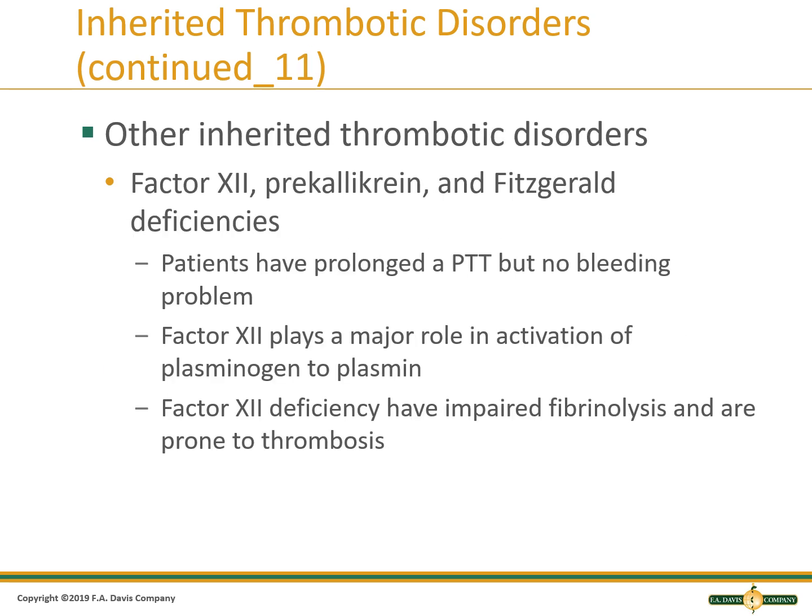Other inherited thrombotic disorders are factor 12, prekallikrein, and Fitzgerald deficiencies. Patients will have a prolonged PTT but no bleeding problem. Factor 12 plays a major role in the activation of plasminogen into plasmin. Factor 12 deficiency causes impaired fibrinolysis, and patients are prone to thrombosis.